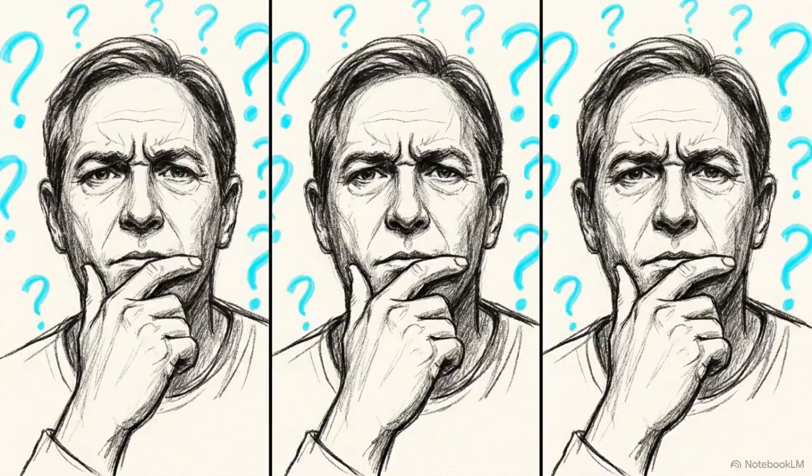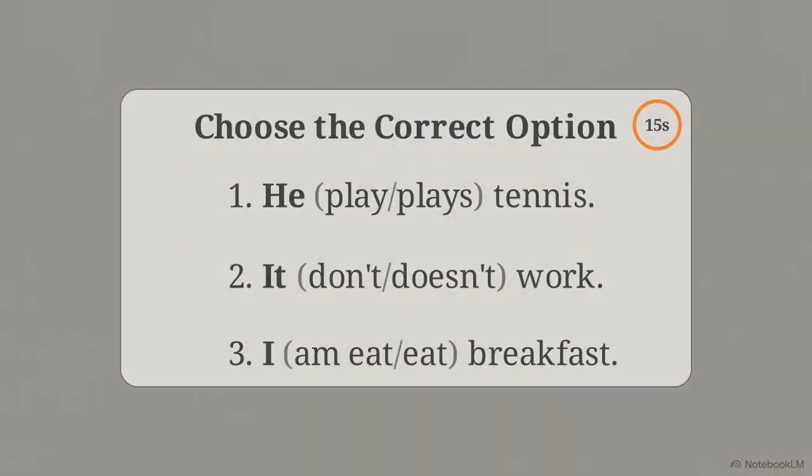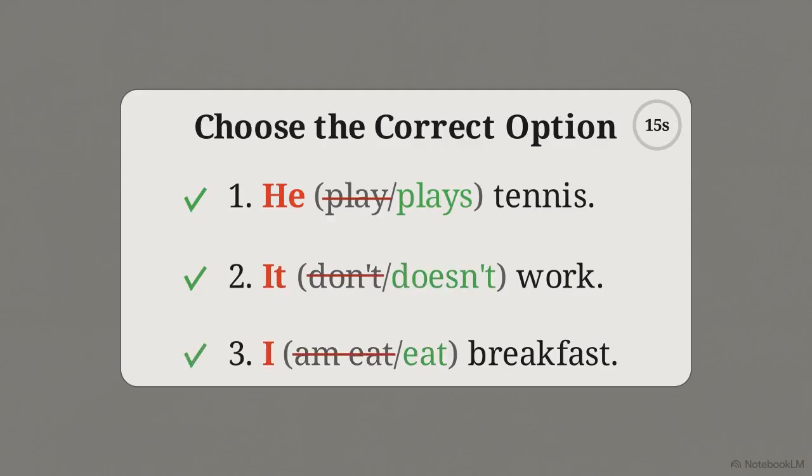Now that we've reviewed the logic behind these 3 rules, let's see if you can identify them in a few practice sentences. 3 sentences on your screen, each with 2 options. You have 15 seconds to choose correctly. Focus on the subjects. For the first, he means we use plays. For the second, it requires doesn't. And for the third, we use the direct verb eat.